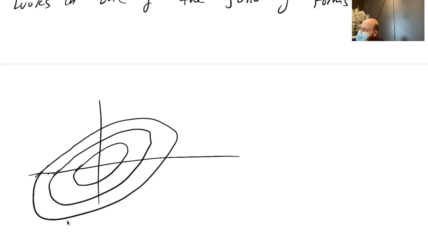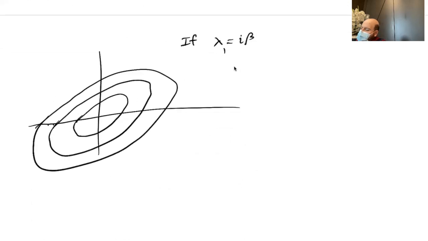So this is in the case where lambda is equal to, let's say, i beta. If one of the eigenvalues can be written in the form i beta, meaning that the real part is 0, then you can write it this way. Then the phase portrait looks like this.